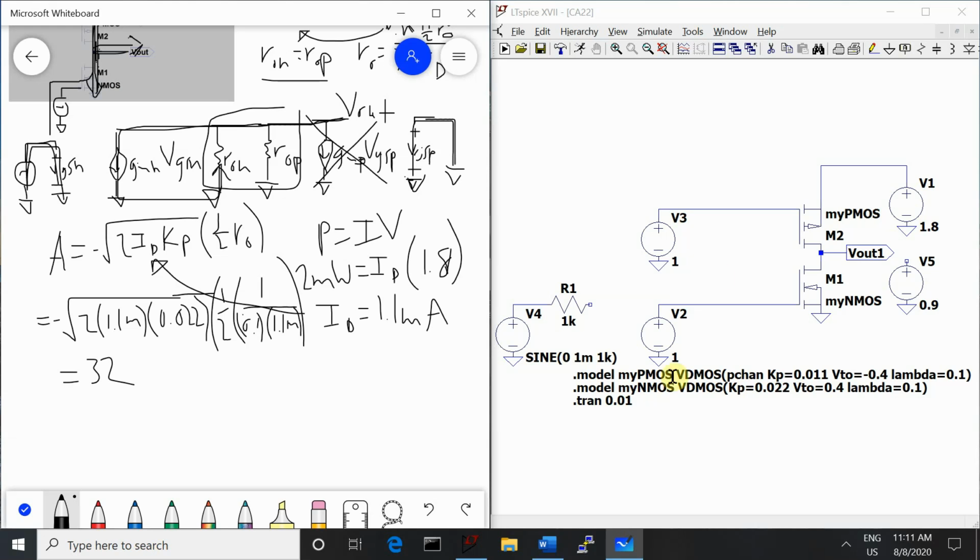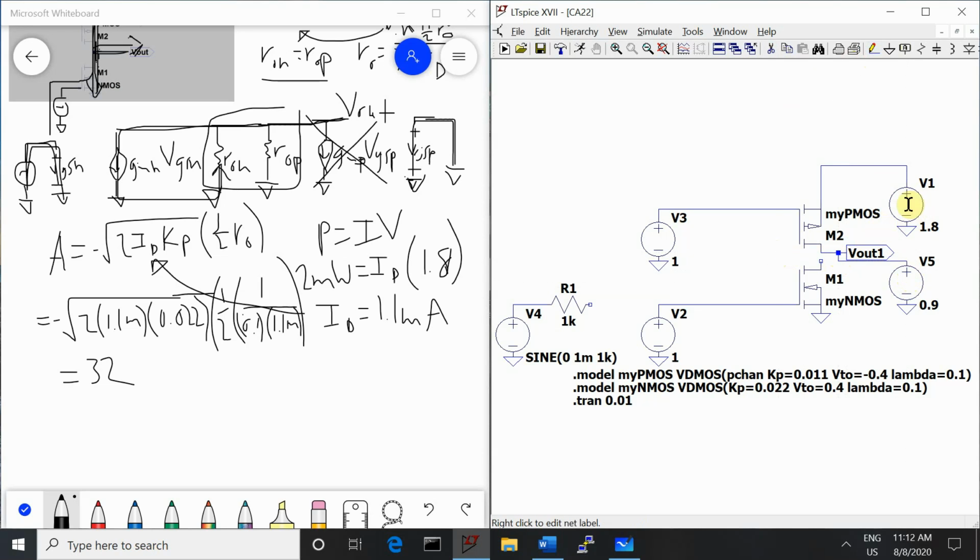So now we're going to jump over to LTspice, and we're going to bias these transistors so that we get 1.1 milliamps dropping across the PMOS and 1.1 milliamps dropping across the NMOS. And we want our DC bias point here at V out to be 0.9 volts, because that's halfway between our voltage rails of 1.8 and 0. So we'll just set it directly to 0.9 volts by putting a 0.9 volt voltage source there temporarily.